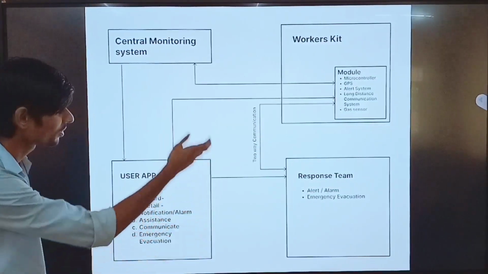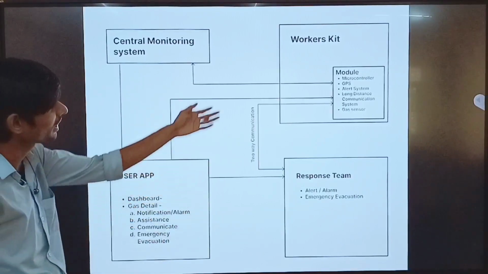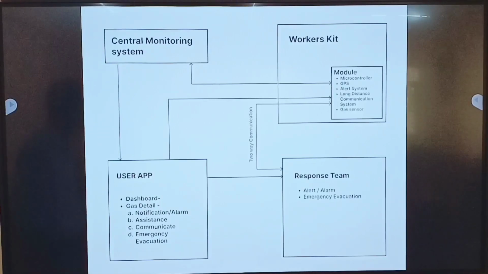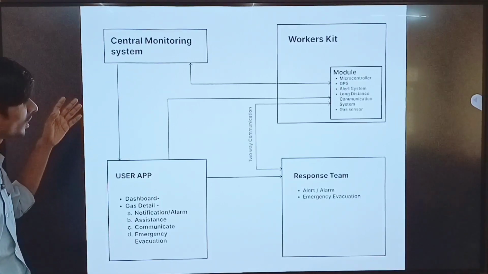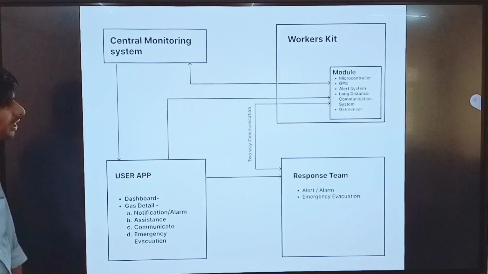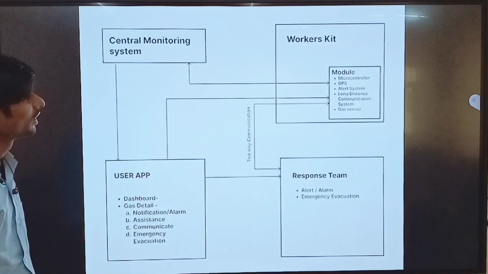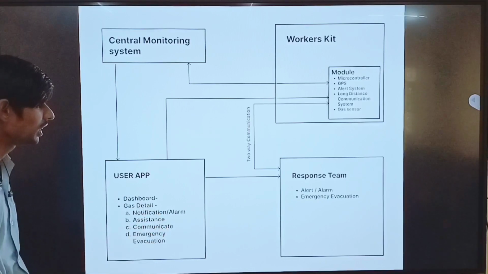We have four parts in our solution: worker kit, response team, user app, and a central monitoring system. In the central monitoring system we have a cloud server which processes all the data which comes from the workers' kit, user app and response team.